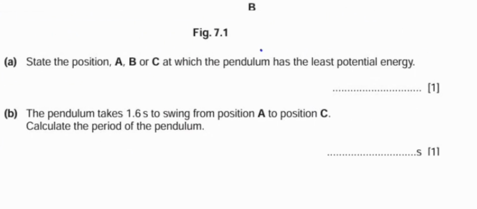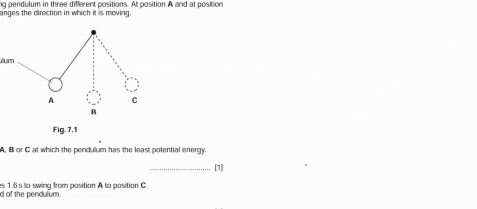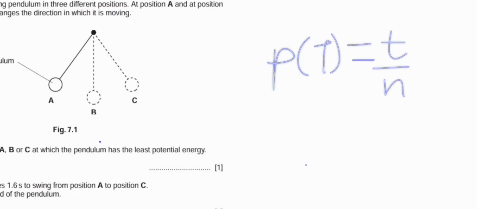Then question B. The pendulum takes 1.6 seconds to swing from position A to position C. Calculate the period of the pendulum. The first thing you need to know is the formula that you're supposed to use. The period of the pendulum, denoted by T, is equal to the time taken over the number of oscillations. The time taken that we have here is 1.6 seconds. What about the number of oscillations? We are going to get them from the moves that this bob has taken. So the bob moves from point A up to point C.